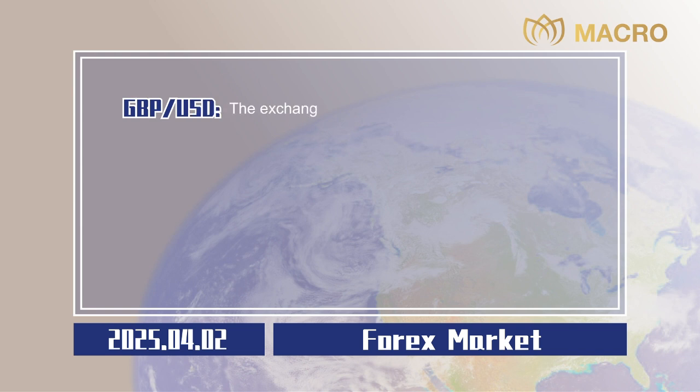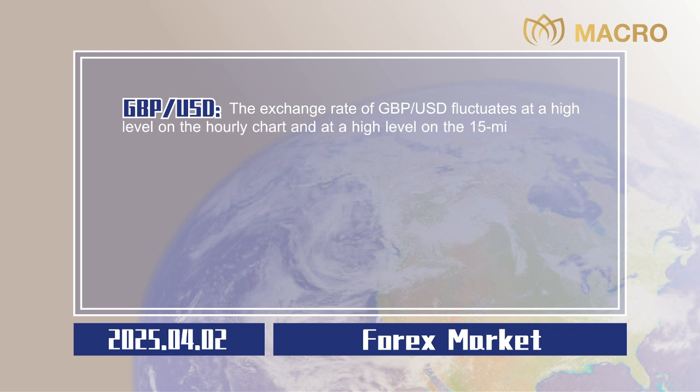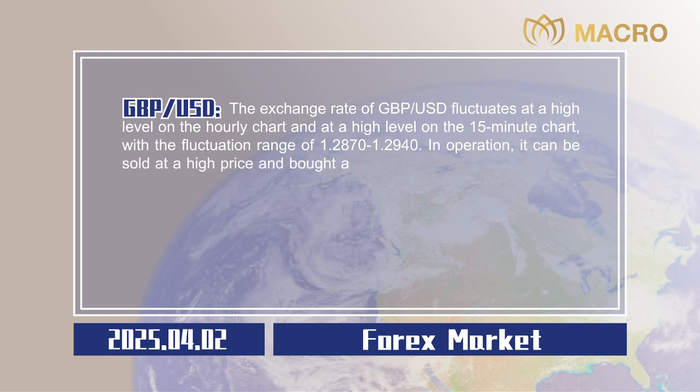Pound sterling to US dollar. The exchange rate of pound sterling to US dollar fluctuates at a high level on the hourly chart and at a high level on the 15-minute chart, with a fluctuation range of 1.2870 to 1.2940. In operation, it can be sold at a high price and bought at a low price.